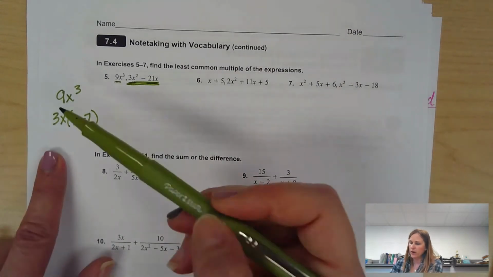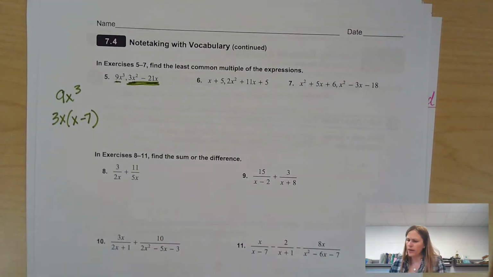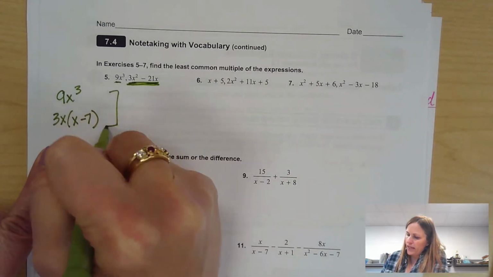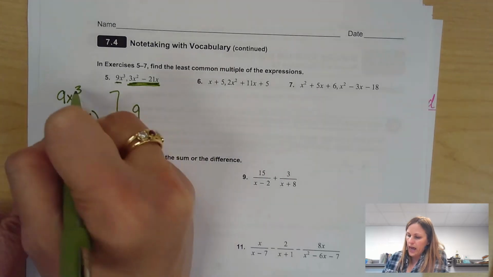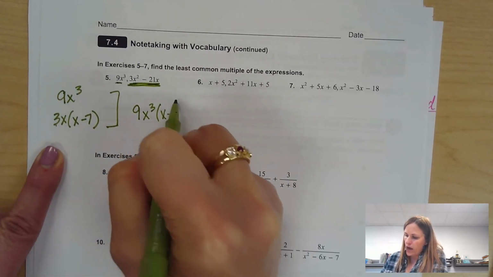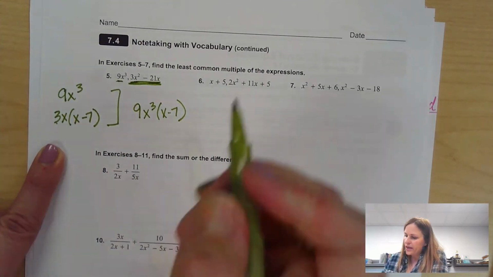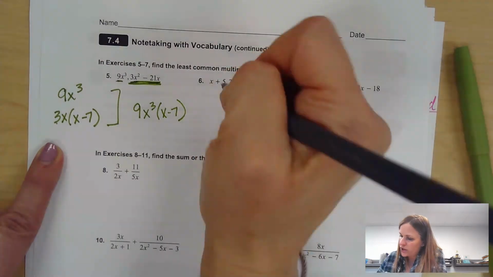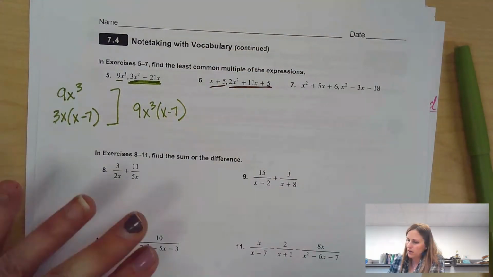What you're looking at here is, what is my common denominator between all of this? If you're looking at 9 and 3, the lowest common multiple would be 9. X cubed and x, remember you're taking the highest power. And then you have to have at least one of every factor, so we have x minus 7. This is just an activity to get us in the habit of looking for a common denominator.